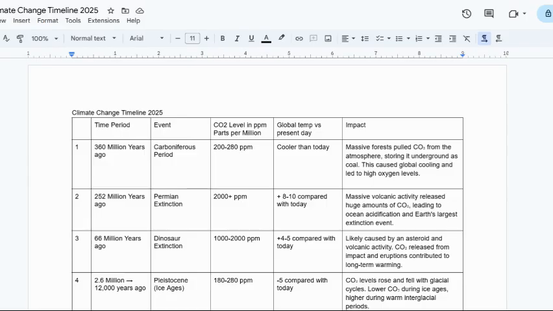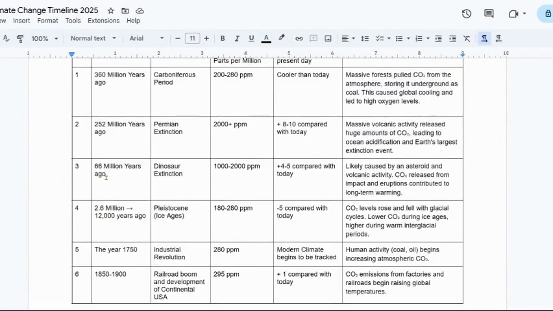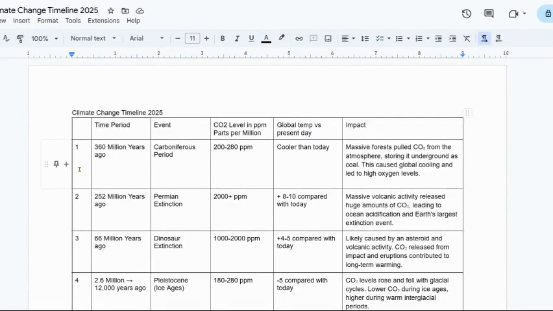Today, you are going to go through and make a timeline. There are 12 times that you're going to go through and make. I've included the time period, the event or what happened, and then it says the CO2 level, the global temperature versus today, and the impact.